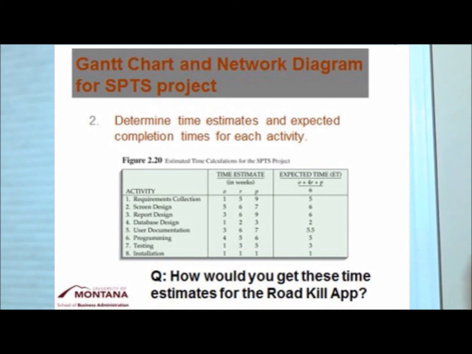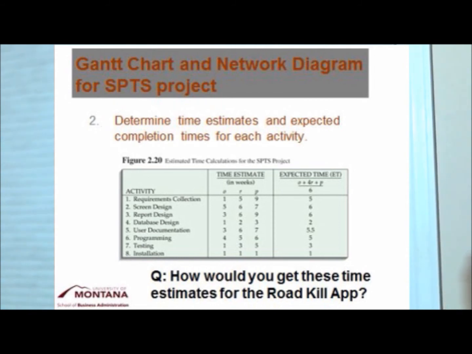Down the left-hand side, we have the activities. We got those from thinking about what we need to do for our app. And then in the middle of this slide, you can see we have time estimates in weeks, and we have O, R, and P. Give you a second to think about what they might stand for. Okay, so R is realistic, O is optimistic, and P is pessimistic. So this is the optimistic, realistic, and pessimistic estimate.